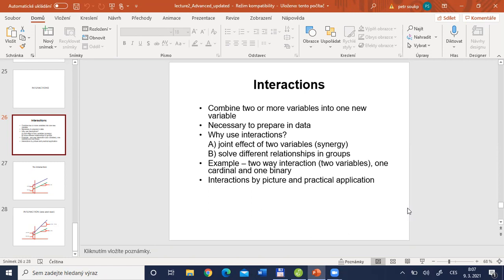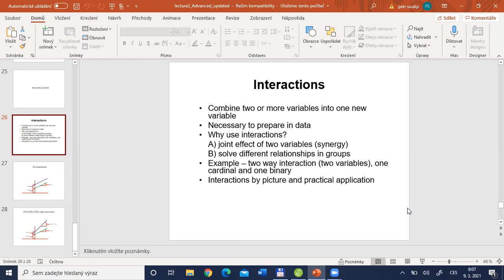Previous examples for linear regression were using one independent variable. We call this case simple regression, or more than one independent variable, and we call this case multiple regression. We still didn't combine two or more variables into one variable. And this combination of more than one variable together is called interaction.